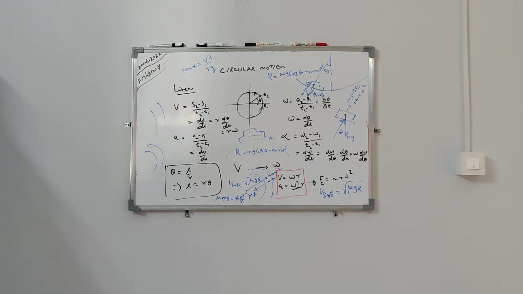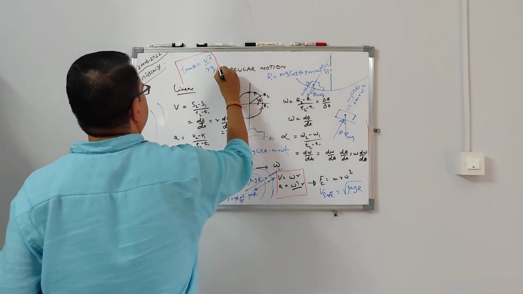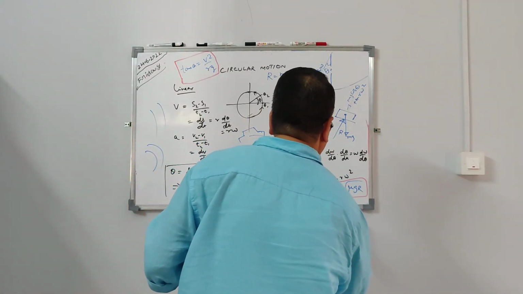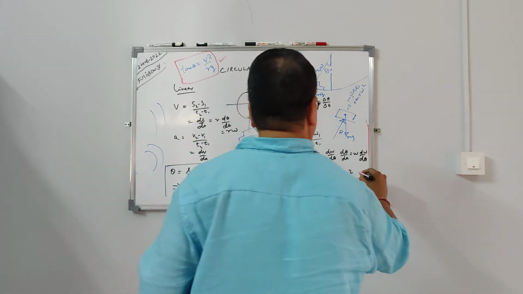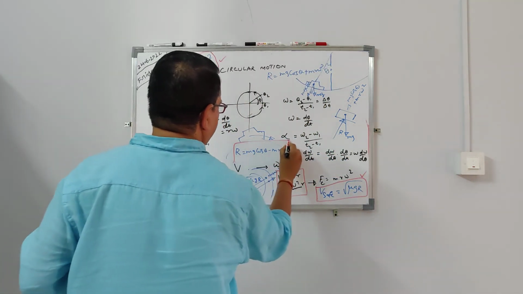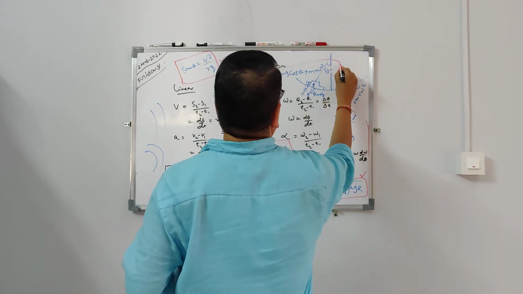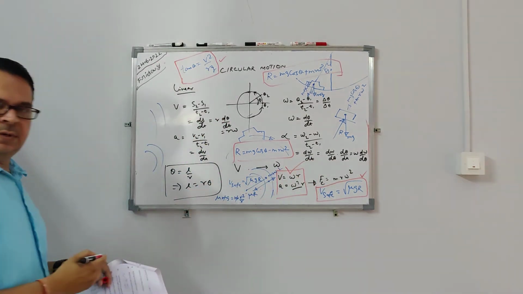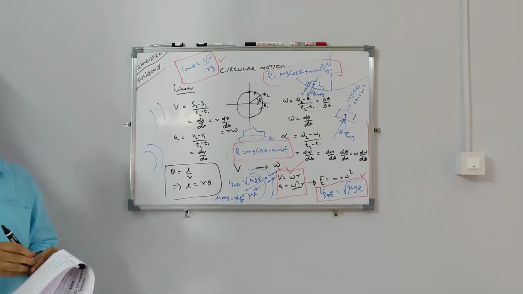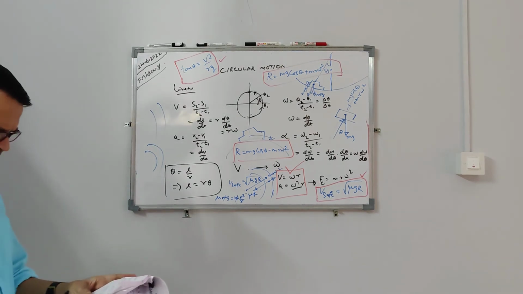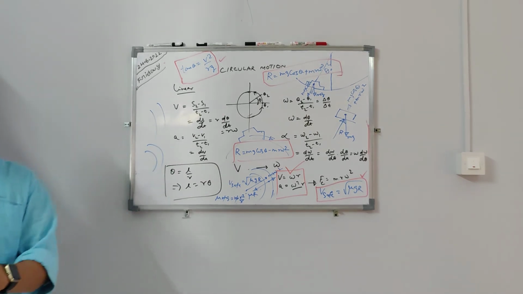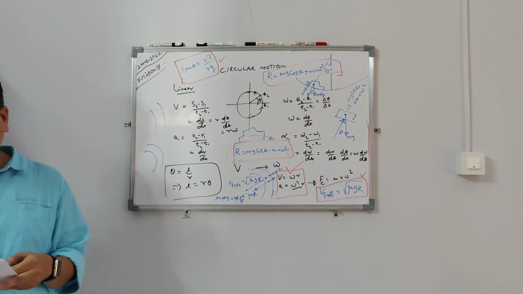These formulas, you just have to remember. We had derived them once, and it will take a lot of time if we derive them again. So this is one formula, this is another formula, and another formula. These are some of the formulas you should remember, related to circular motion. You understood?